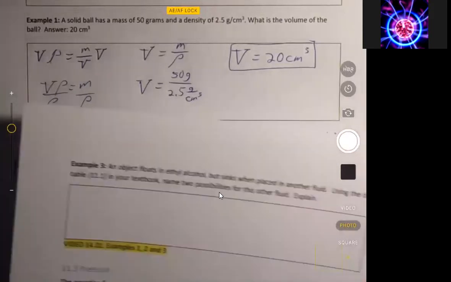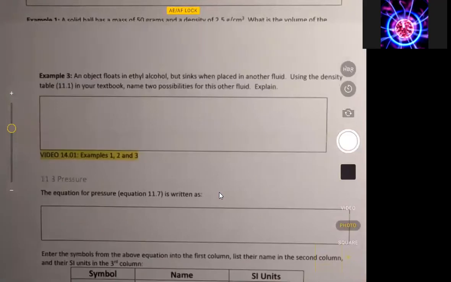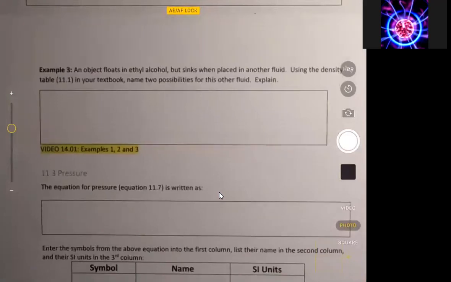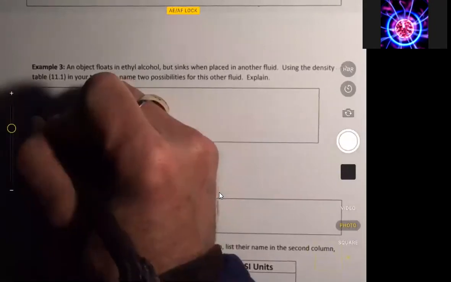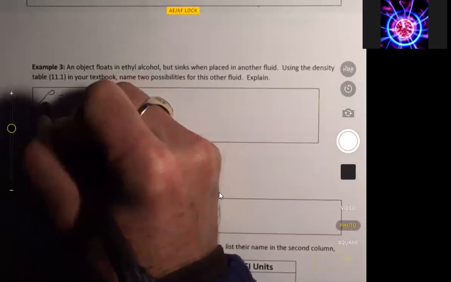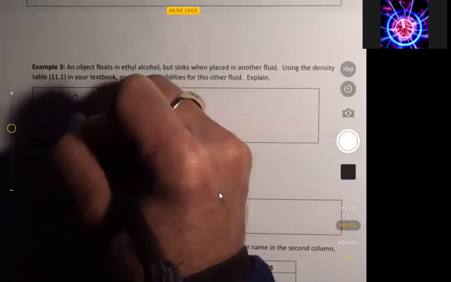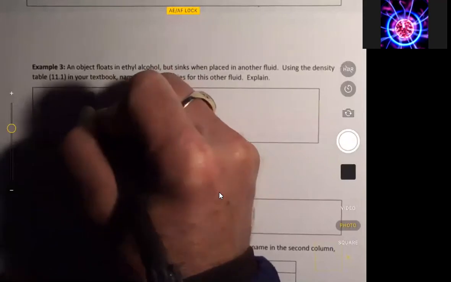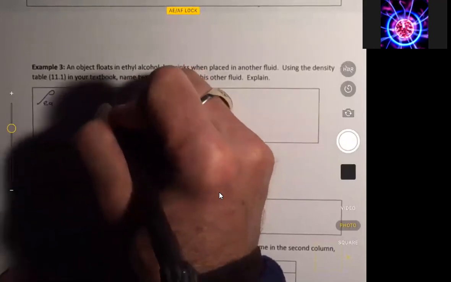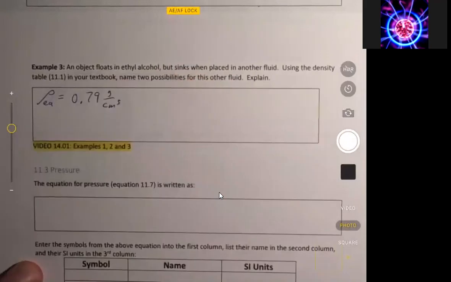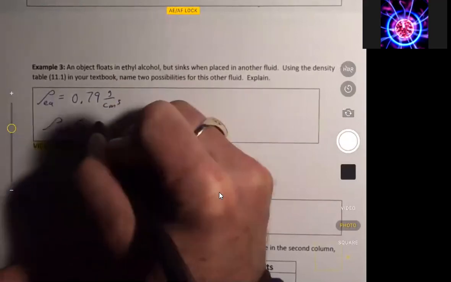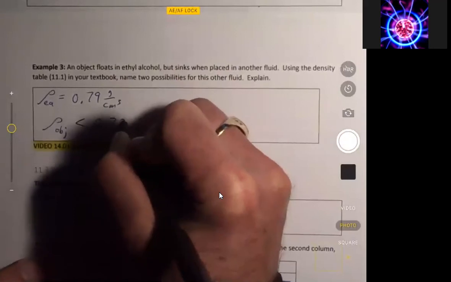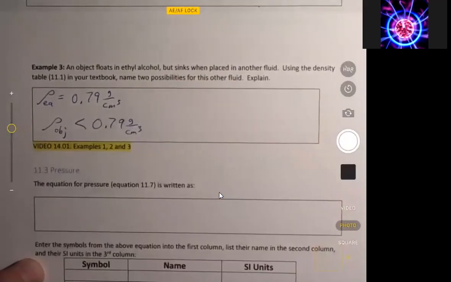Now let's look at example 3 here. An object floats in ethyl alcohol, but sinks when placed in another fluid. So we look in table 11.1 and we see the density of ethyl alcohol is 0.79 grams per cubic centimeter. So if it floats in ethyl alcohol, that means the density of the object is less than 0.79 grams per cubic centimeter.